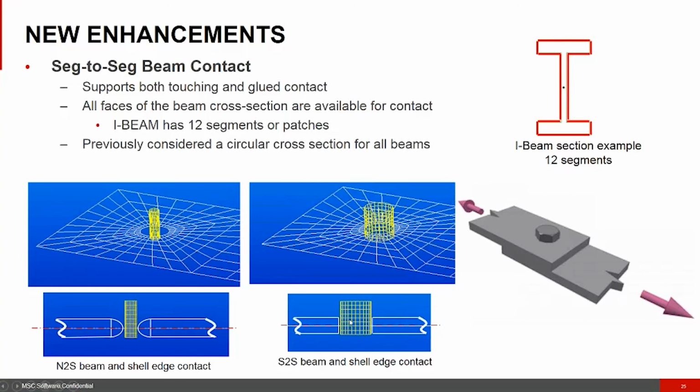And here you can see on the right-hand side image how we have a better chance of contact being detected, and the radius is much better, and the analysis creates much better results, and it's more accurate. So it's important to use segment to segment when you're using beam contact. It's an advantage to use it.